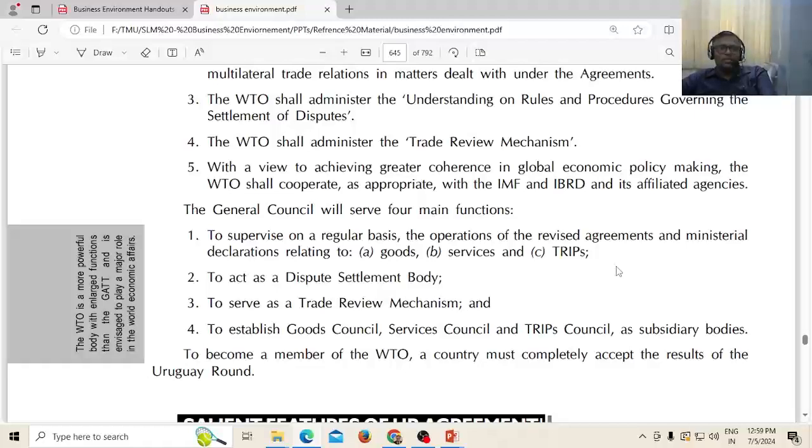Second is to act as a dispute settlement body. Third, to undertake the trade policy review mechanism. Fourth, to establish a goods council, a services council and a TRIPS council as subsidiary bodies. Thus, to become a member of the WTO, a country must completely accept the results of the Uruguay Round.